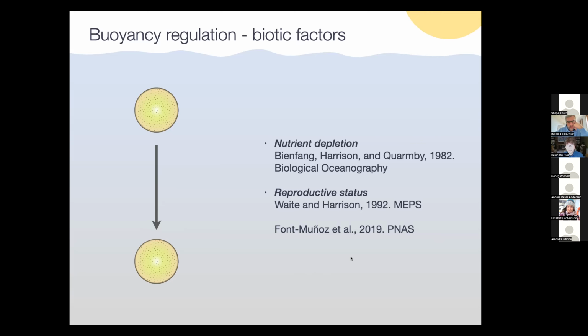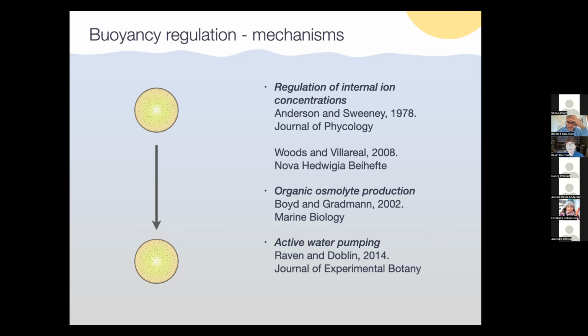So diatoms have different sinking behaviors that they undergo depending on where they are in their reproductive process. It's not entirely understood how diatoms are able to regulate their buoyancy. There are a few different mechanisms, and it's probably a combination of a few of these. It's known that diatoms can exchange heavy and light ions with seawater. So that's one way of regulating density. Another is production of organic osmolytes. And it's also been shown mathematically that active water pumping could be a way of regulating buoyancy, although as far as I know, it's not actually been experimentally confirmed.